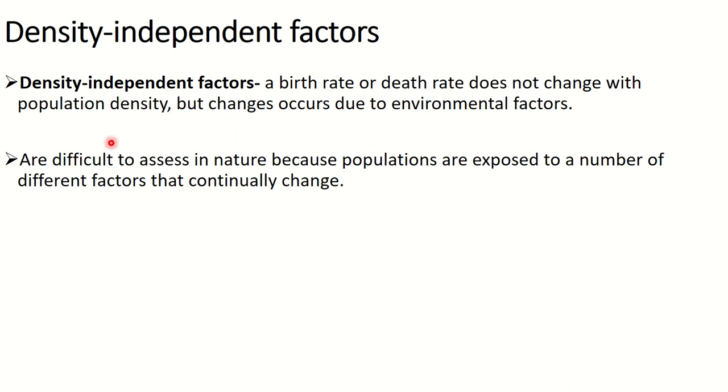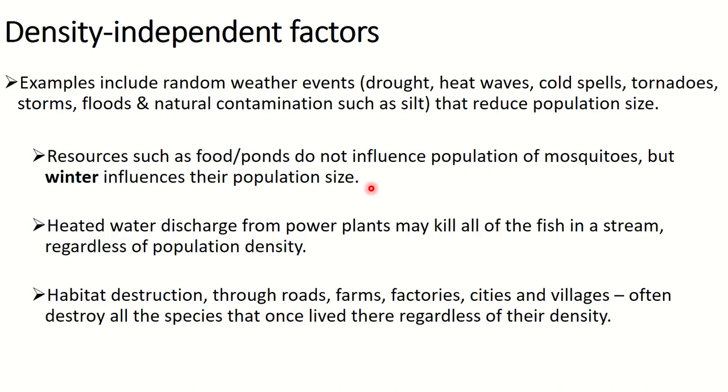Okay, they are sometimes very difficult to assess in nature because populations are exposed to a number of different factors that continually change. So those environmental factors like temperature, food availability, all of those things that are independent of the number of organisms within the population can be very variable, and there are many of them, and it's actually our job to go and figure out what could be causing these changes. But okay, let's look at examples.